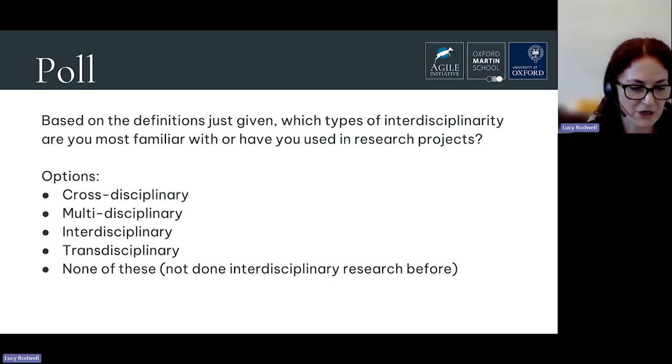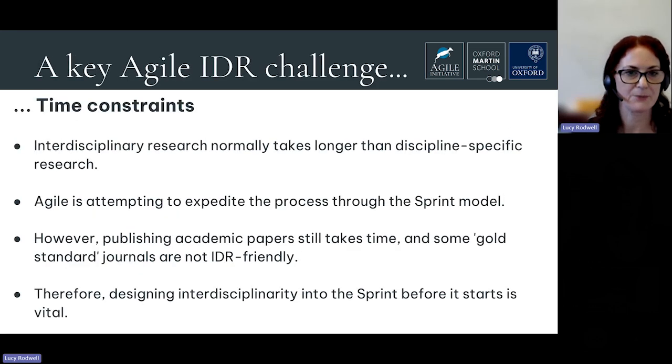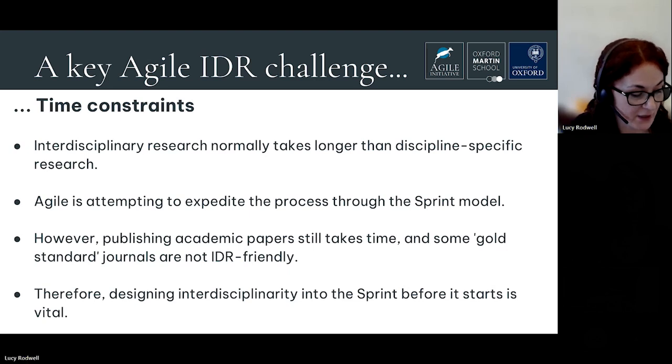Okay, so what I'm going to move on to now, if I can get the slide to advance, here we go. So, a key Agile IDR challenge, time constraints. It's fair to say there's a number of challenges with interdisciplinary research in general. However, for an Agile sprint, a key challenge is the timing. A sprint is short and it attempts to do something, i.e. interdisciplinary research, that normally takes longer than discipline-specific research, and it attempts to do this in an expedited timescale.